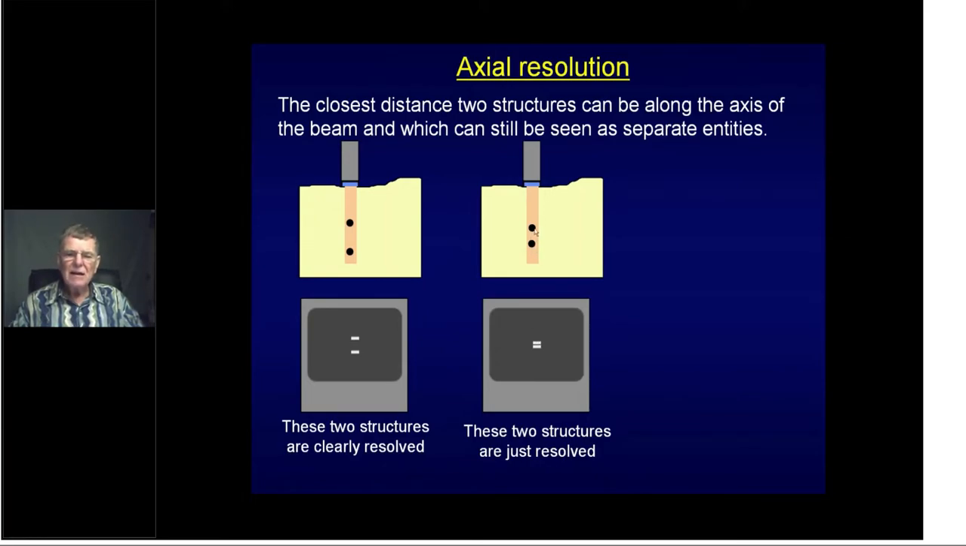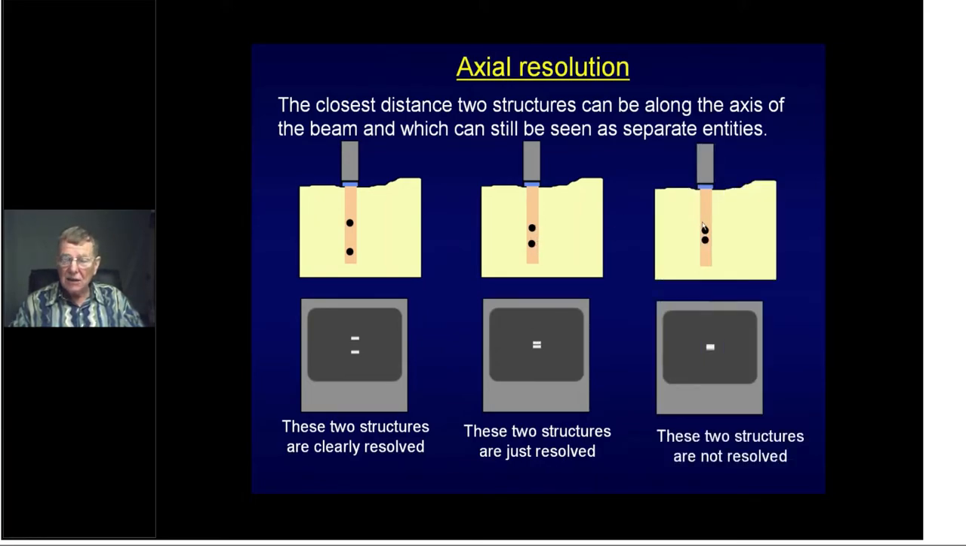Now, if the point sources get closer together in the patient, in this particular case on the right, the echoes from those two have merged in with each other, and we cannot discern them as separate entities. So those two entities here within the patient are not resolved. You no longer have axial resolution at that sort of distance.